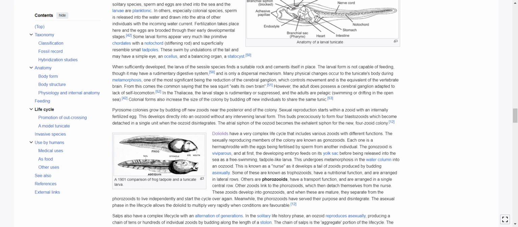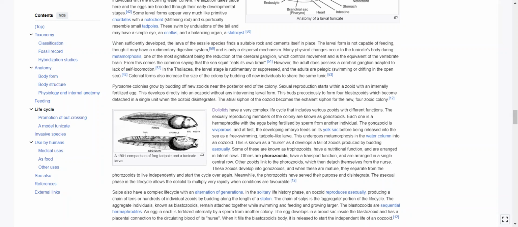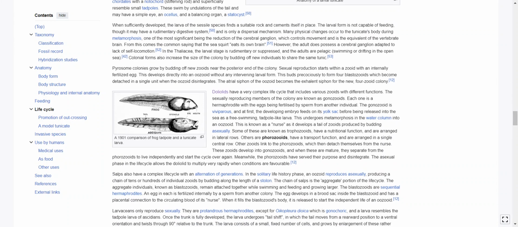In the Thaliacea, I don't know, the larval stage is rudimentary or suppressed, and the adults are pelagic, swimming or drifting in the open sea. Colonial forms also increase the size of the colony by budding off new individuals to share the same tunic. Pyrosome colonies grow by budding off new zooids near the posterior end of the colony. Sexual reproduction starts with a zooid with an internally fertilized egg. This is getting heady again.